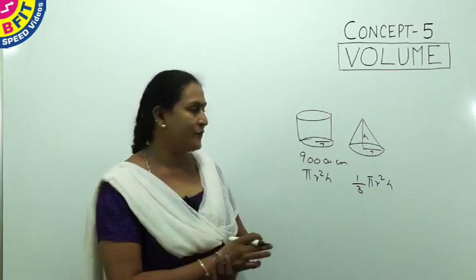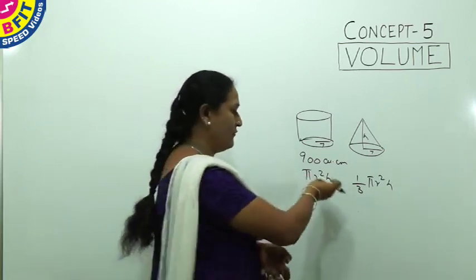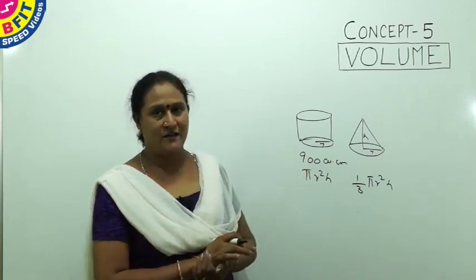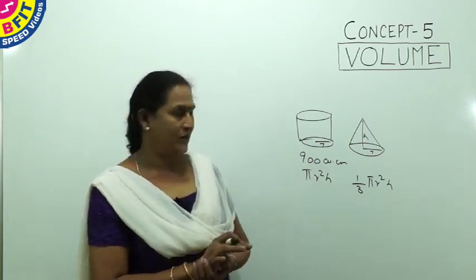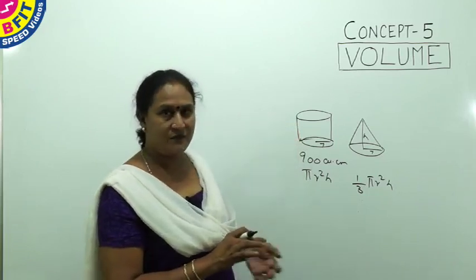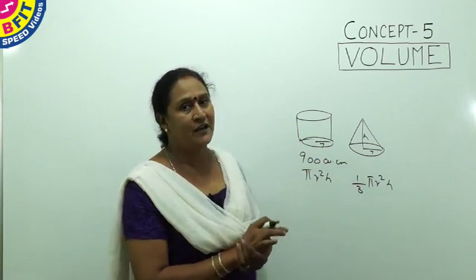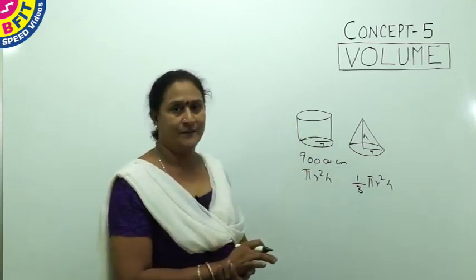So for this type of question, just check with the formulas and see how you can simplify the questions with the formula itself. So here no need to do any working. If 900 is the volume of the cylinder, the cone will be 1/3 of the volume. So it is 300 cubic centimeter.